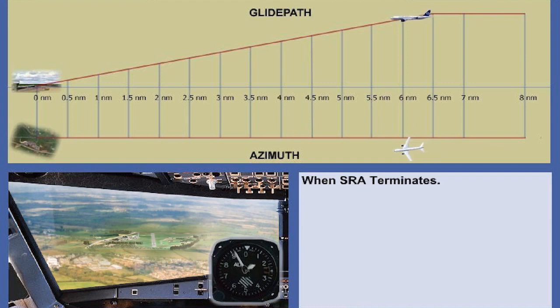Where an SRA terminates at 2 miles from touchdown, the distance from touchdown and advisory altitude checks are normally passed at 1 mile intervals. Where the SRA terminates at less than 2 miles, as in this example, such checks are given at each half mile.